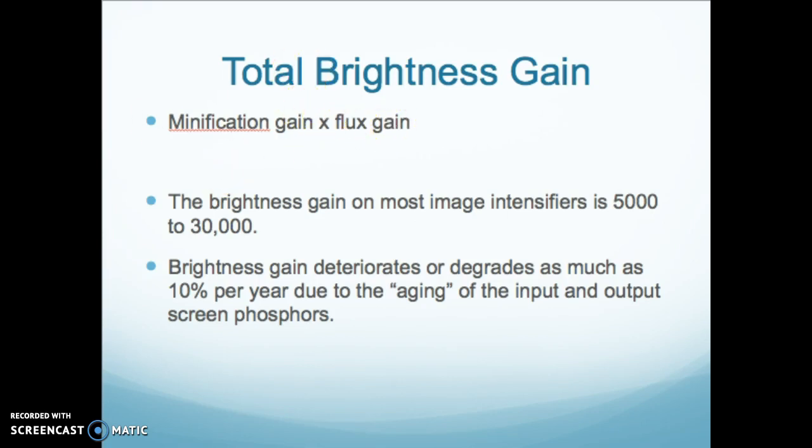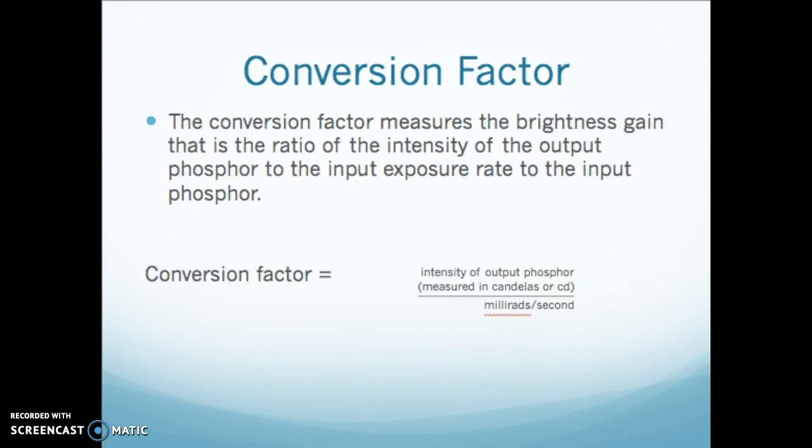So the brightness gain on most image intensifiers is 5,000 to 30,000. The brightness gain deteriorates or degrades as much as 10% per year due to aging of the input and the output screen phosphors. So you have a conversion factor that measures the brightness gain. That is the ratio of the intensity of the output phosphor to the input exposure rate to the input phosphor. So there is your formula, usually measured in candelas.